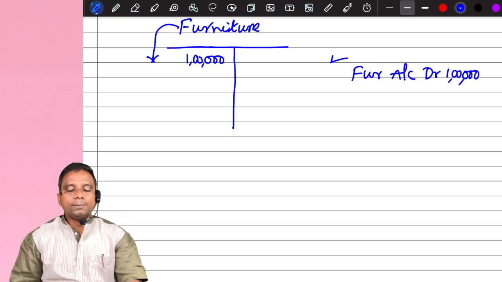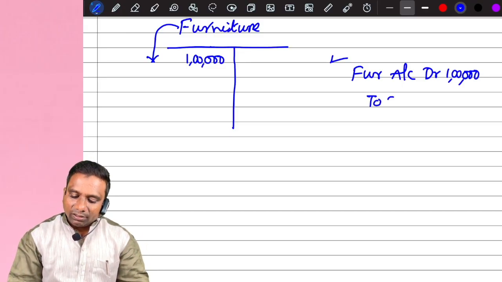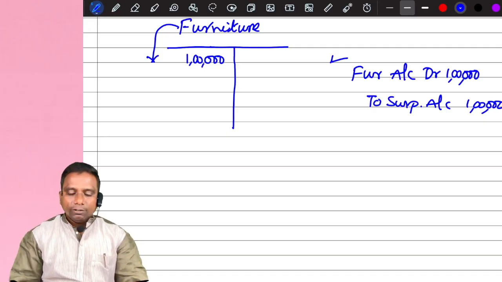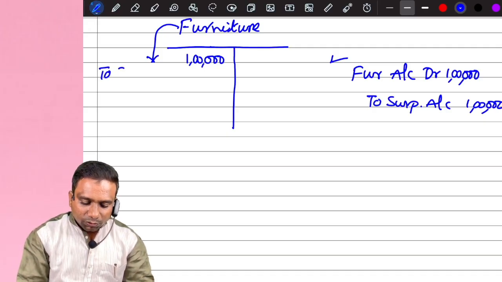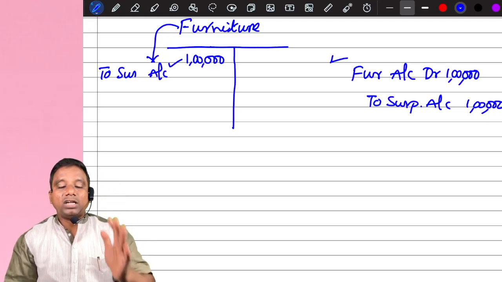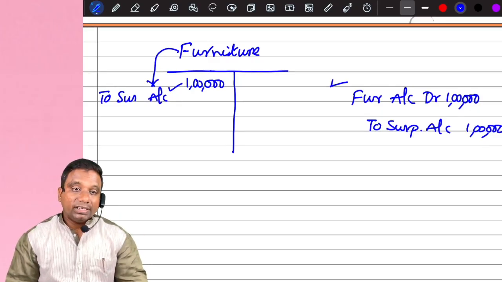Now I will debit furniture account. But to complete the entry I need one more account, so I will take the help of suspense account. In the furniture account debit side, I will post to suspense account 1 lakh. This is how I prepare the rectification entry for a one-sided error.